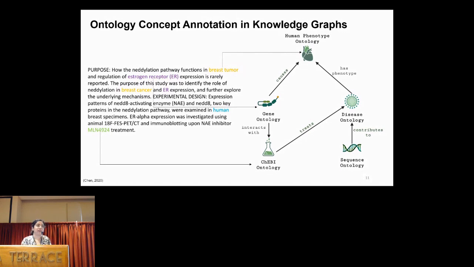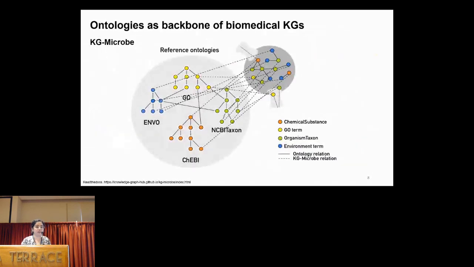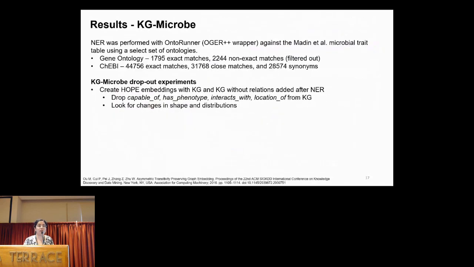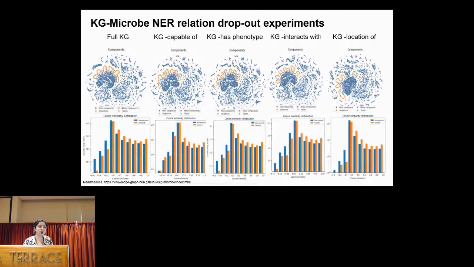The ontologies that we use for annotation mostly came from the ontologies already existing in the knowledge graphs. So for KG microbe, for instance, we already had a constructed knowledge graph with gene ontology, ChEBI, NCBI taxon, and environmental ontology. For this, the choice of ontologies was limited to these. For the second knowledge graph, it's actually an extended version of the phenolator knowledge graph, which already uses those 13 OBO ontologies, which is how the choice for those was defined as well.